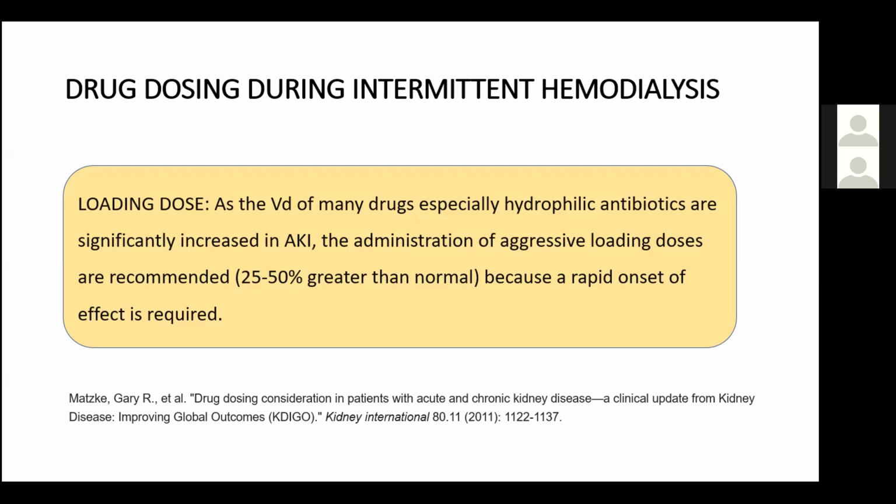So KDIGO states that as the volume of distribution of many drugs, especially the hydrophilic antibiotics, is significantly increased in acute kidney injury, the administration of aggressive loading doses 25 to 50% greater than normal is recommended. Why? Because a rapid onset of effect is required. Because children who have sepsis with multi-organ dysfunction, with every hour, the mortality is increasing. So we require a rapid onset of action. So higher loading doses are warranted.